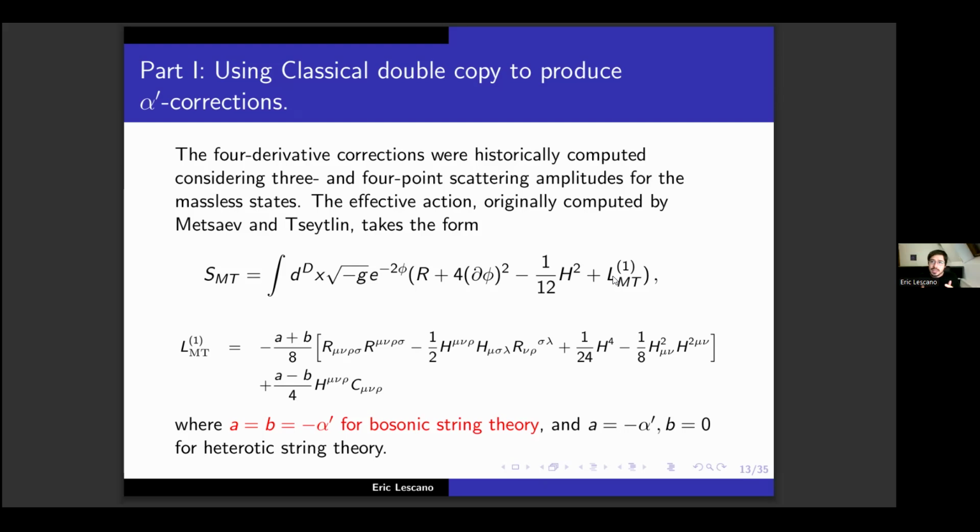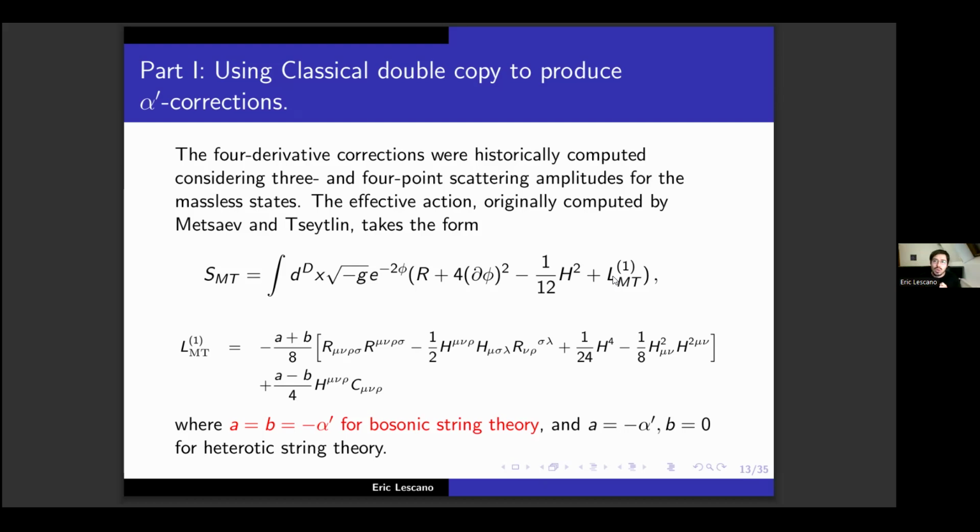And the terms that we are interested in have the form of Riemann squared. As you can see, it has a full contraction of indices. Particularly for bosonic string theory, all the upper line is the alpha prime corrections. You have Riemann squared, you have h squared times Riemann, you have h to the fourth. These are the corrections for bosonic.